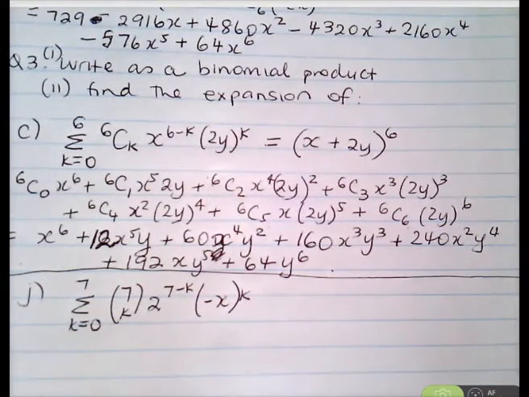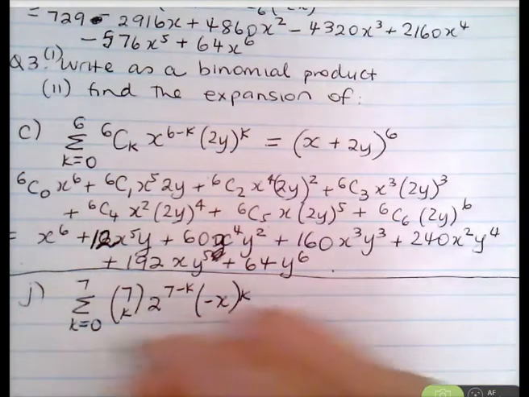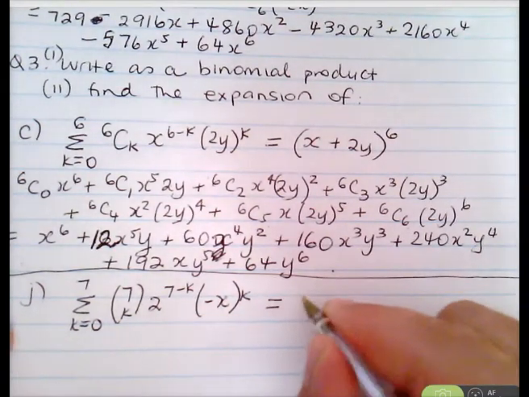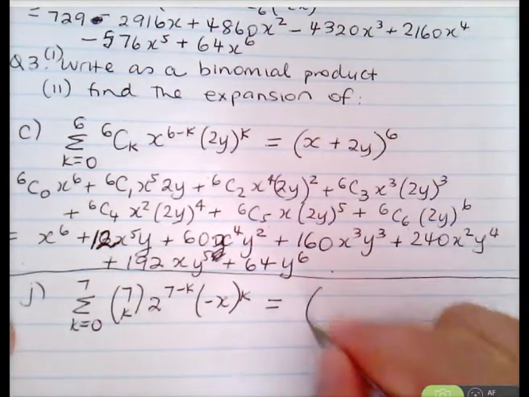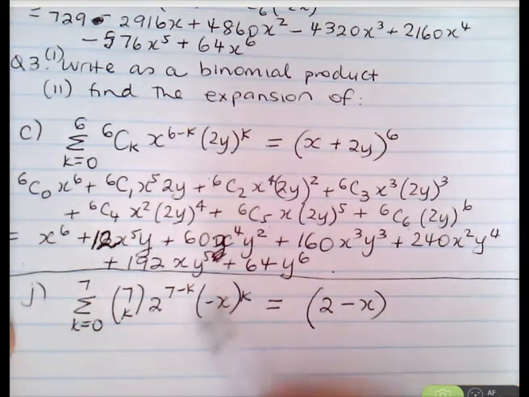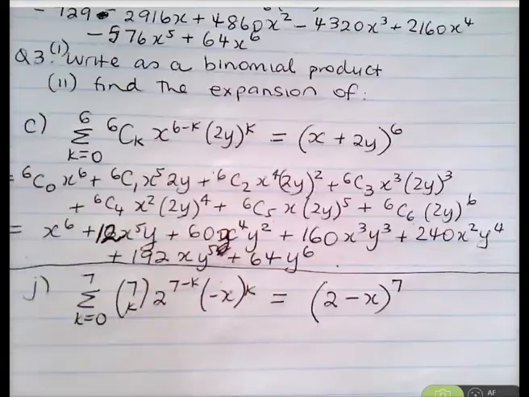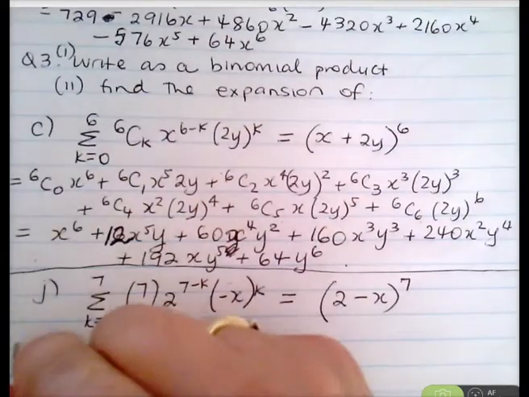Same with this one, just same thing again, but this is to the power of 7. So to write it in terms of a binomial product, our a is 2, so it would be 2 minus x, and our x term here is minus x to the power of 7. Okay, so that's writing that as a binomial product.